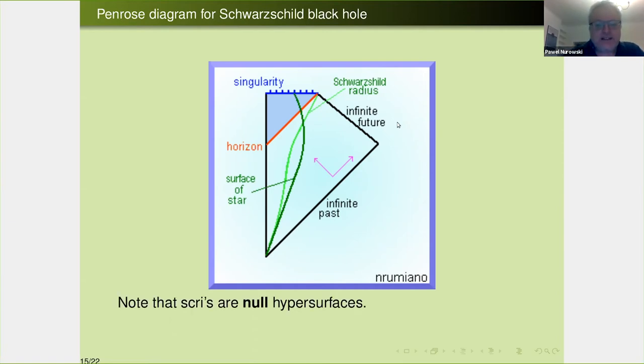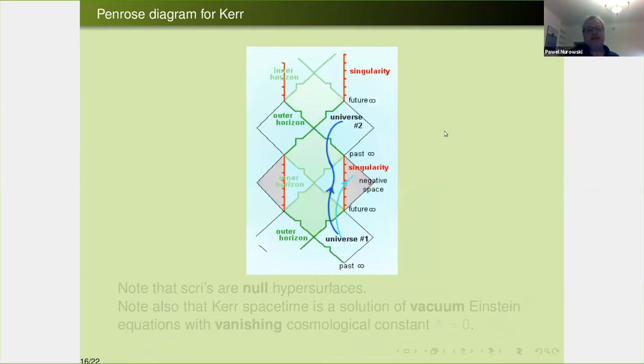And the next one is just the Penrose diagram for the Kerr solution. So perhaps one should start here. The maximal analytic extension of the Kerr solution goes up to infinity.